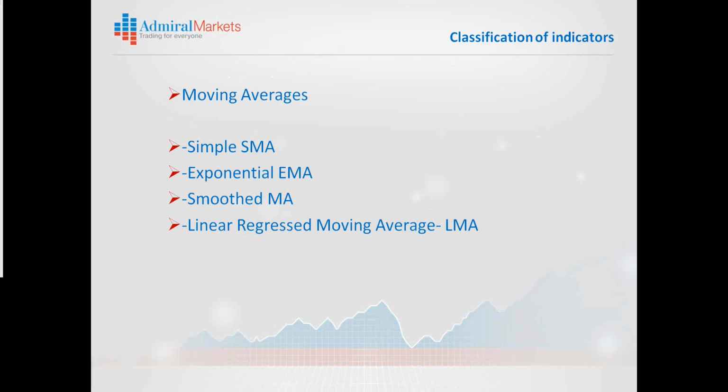Smoothed moving average is similar to exponential except that it takes all available data into account. It's mostly used to smoothen the price action, removing short-term volatility, allowing us a better picture, a better understanding of the long-term momentum. But we don't use smoothed moving average on lower time frames.